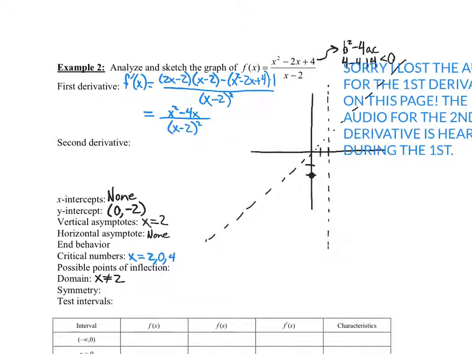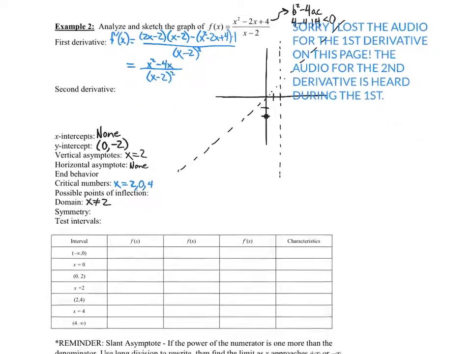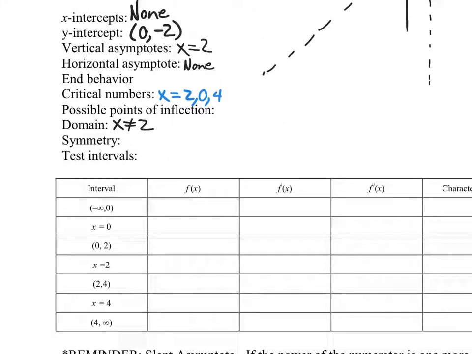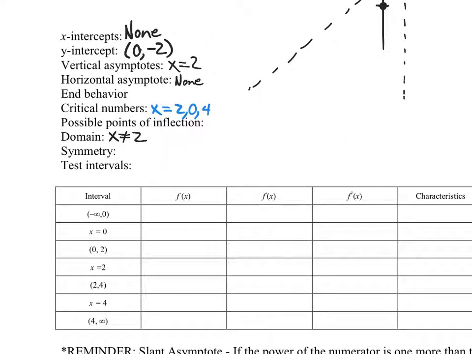And then finally here we have 2x squared minus 2x squared is 0. We have negative 4x minus 4x, negative 8x, plus 8x, that's 0. And then we have a plus 8 over x minus 2 cubed. So the only potential point of inflection is when x equals 2.